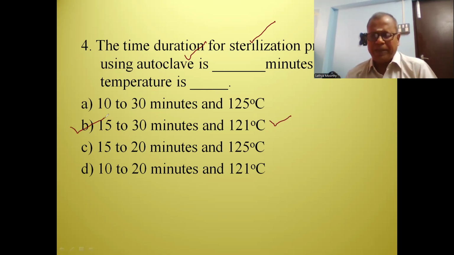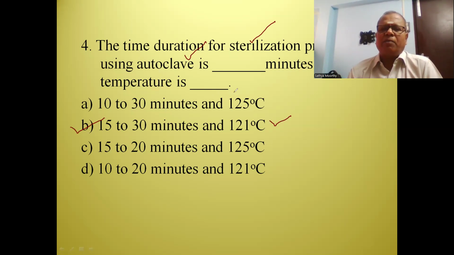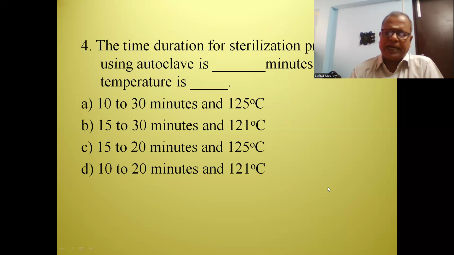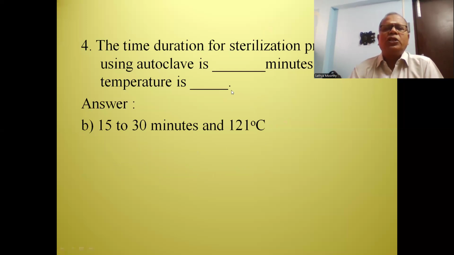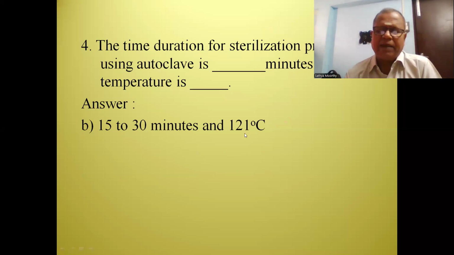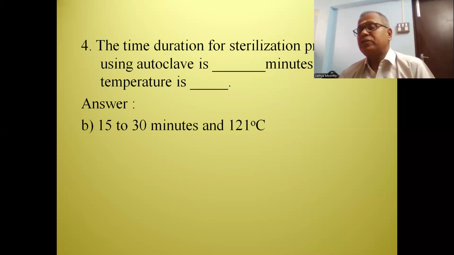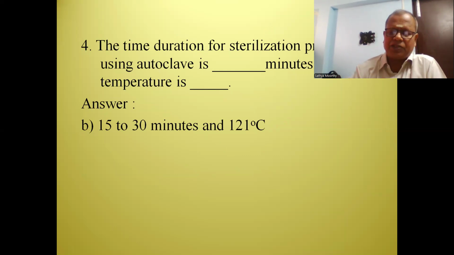So option B is the correct answer. The remaining three are incorrect. Anyhow, we will check it. Here the temperature is incorrect. Here the temperature is incorrect. Here the time duration is incorrect. The correct answer is option B: the time duration is 15 to 30 minutes and the temperature is 121 degrees Celsius.